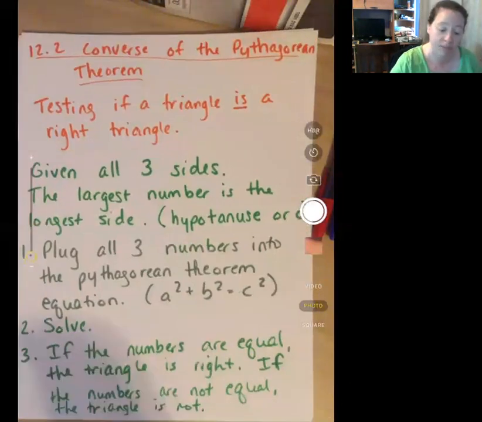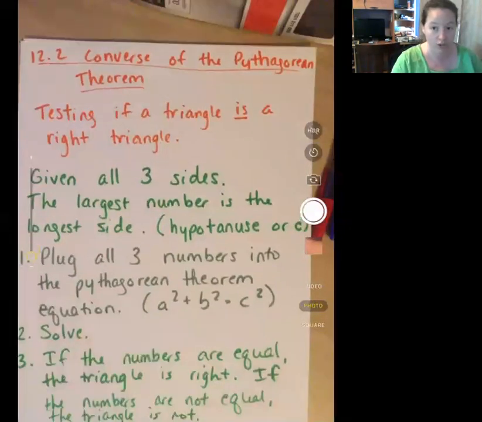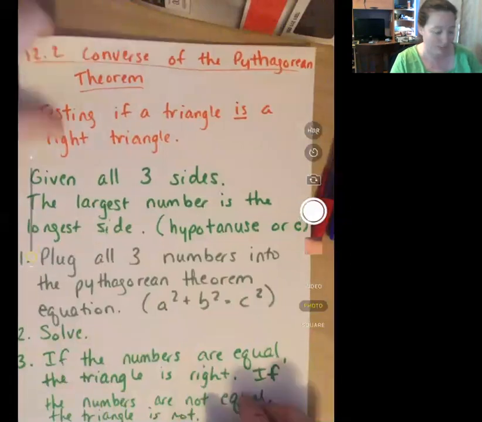Remember when we were talking about the Pythagorean theorem, I said it only works with right triangles? Well, that's our testing, is to tell if a triangle is a right triangle or not. So pause it if you need to. I'm going to move on and do a couple of examples.